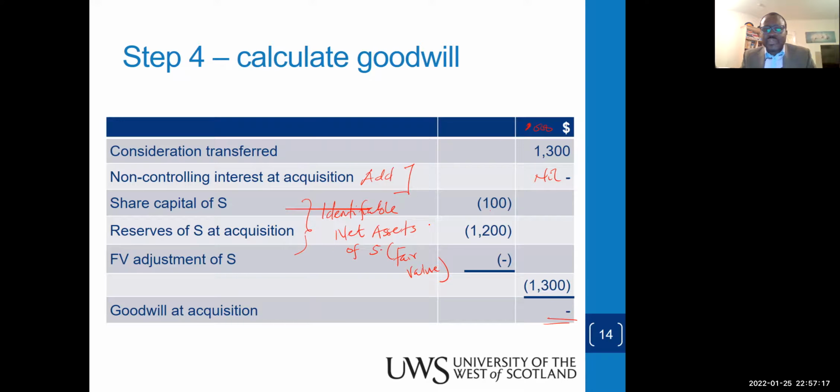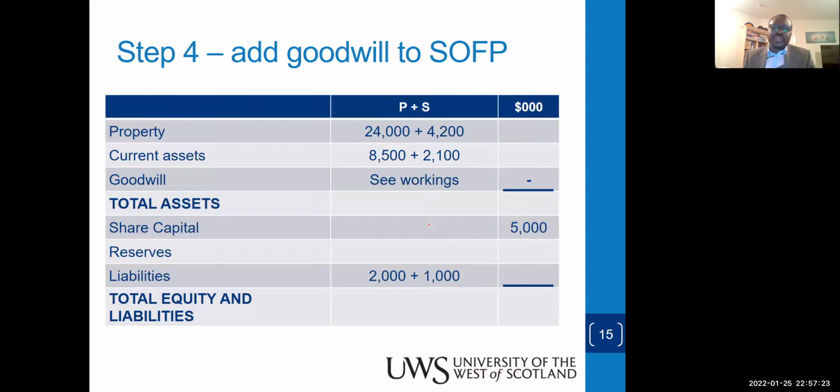So if there's any goodwill impairment, if there's no goodwill, how would you even impair it? All right, then we move on. Let's finish this one up. Easily we add our property, plant, and equipment, non-current assets, and the current assets. Goodwill was zero from our calculation. Share capital, we only take that of the parent. Liabilities, we add them up.